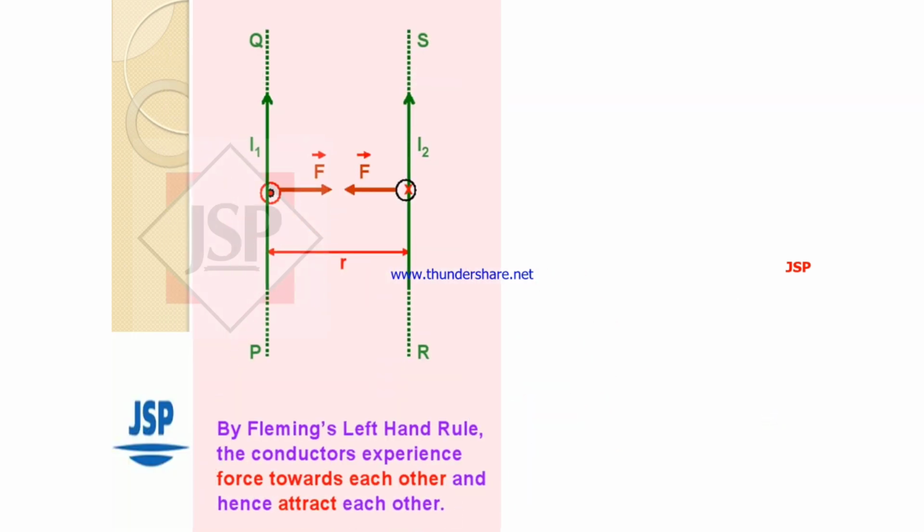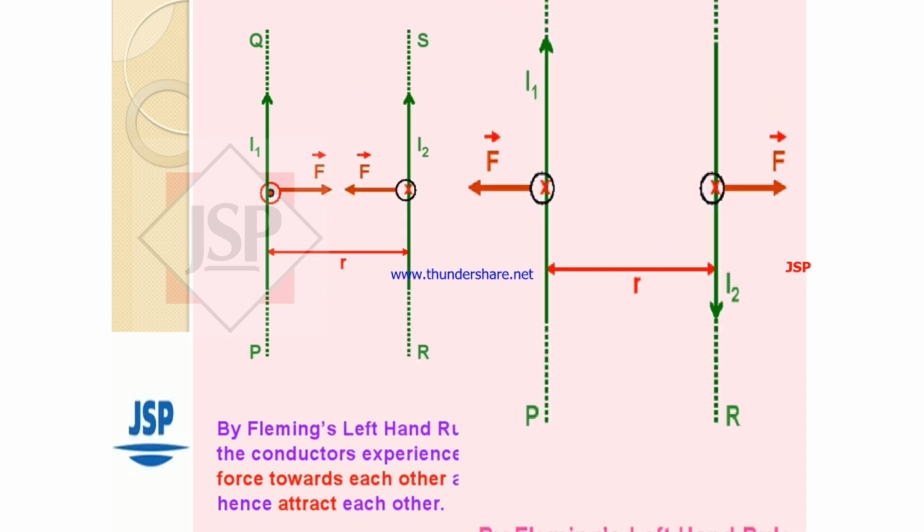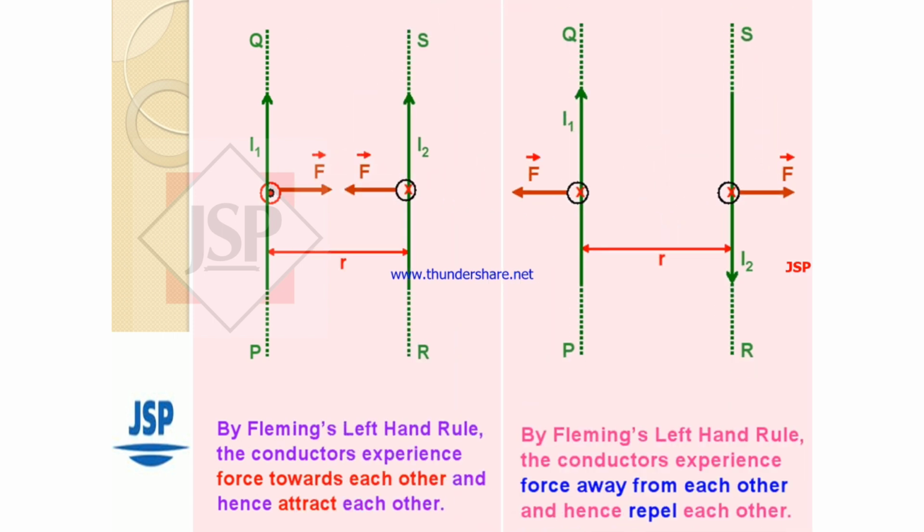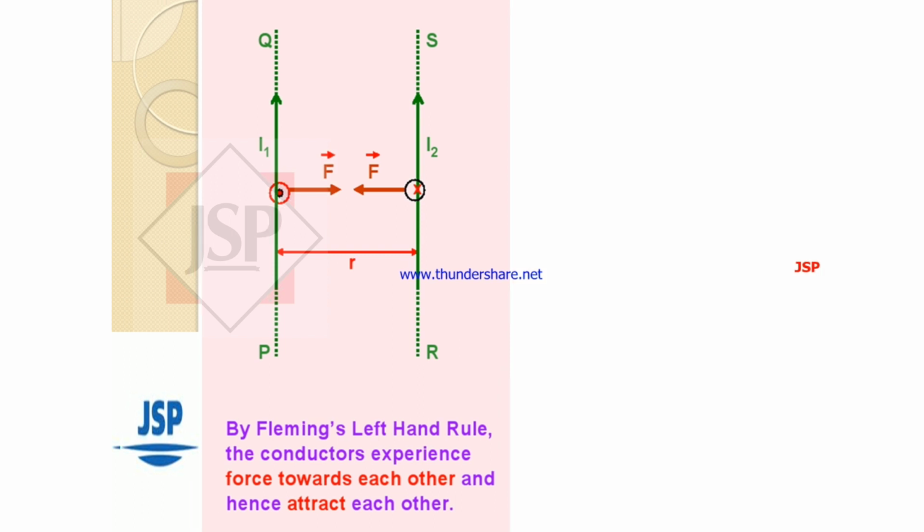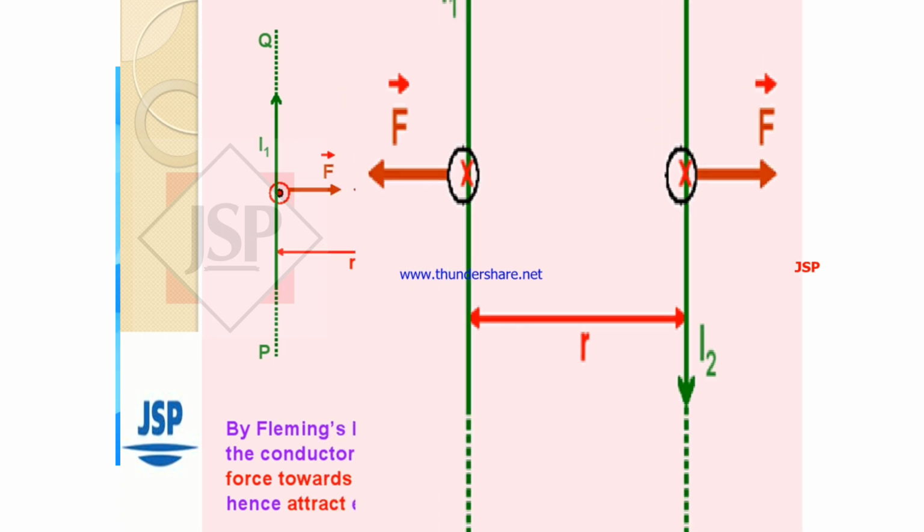By Fleming's left-hand rule, the conductors experience force towards each other and hence attract each other. In the second case, by Fleming's left-hand rule, the conductors experience force away from each other and hence repel each other.